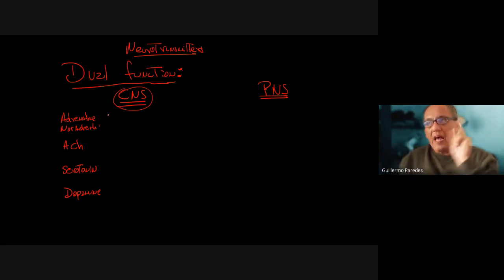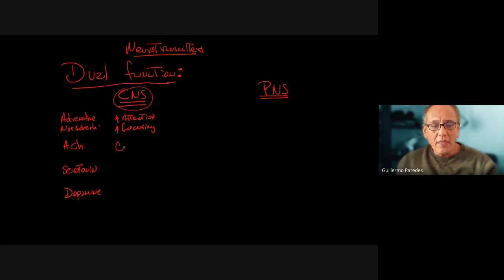Why? Because adrenaline is going to increase the perfusion of blood in your brain. So that is going to, for example, increase your attention and your focusing. And other activities that we have, for example, the memory part of the intelligence, is going to be part of adrenaline. Acetylcholine is going to be the concentration or attention too. That is in the central nervous system.